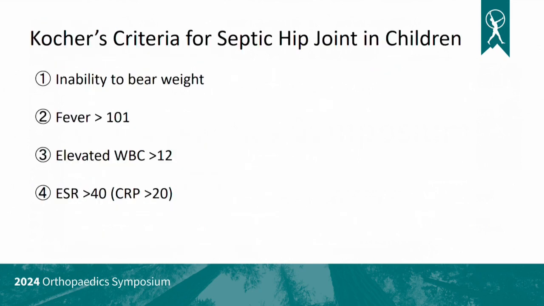And then these are the Kocher criteria I was referring to previously. So if we have a child, and a lot of times I'll get calls from the ER, and they'll say, hey, we have a kid that is limping, and we think they might have a septic hip, and we go, how do we figure out, is that a septic hip or not? So the 4 things I ask is, can they bear weight or not? Do they have a fever? Do they have an elevated white blood cell count or elevated inflammatory markers on an ESR or CRP?